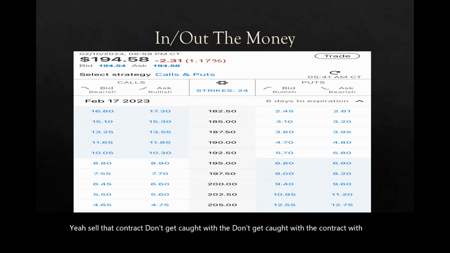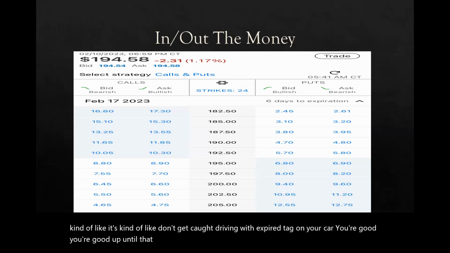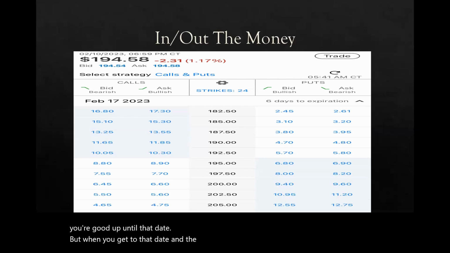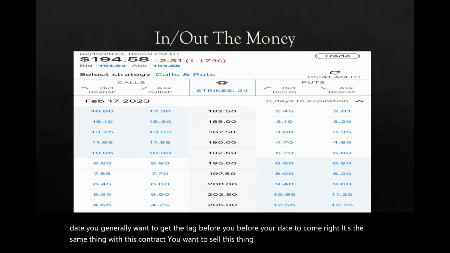It's kind of like don't get caught driving with an expired tag on your car. You're good up until that date. But when you get to that date and the police pull you over, you in trouble. You generally want to get the tag before your date to come, right? It's the same thing with this contract. You want to sell this thing well before it comes to expire.